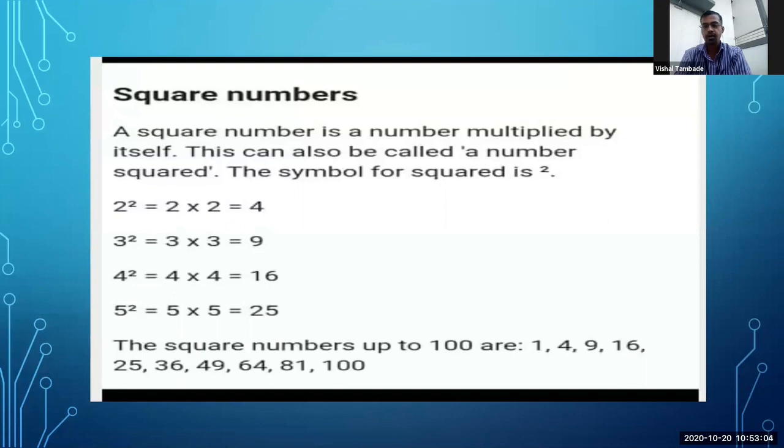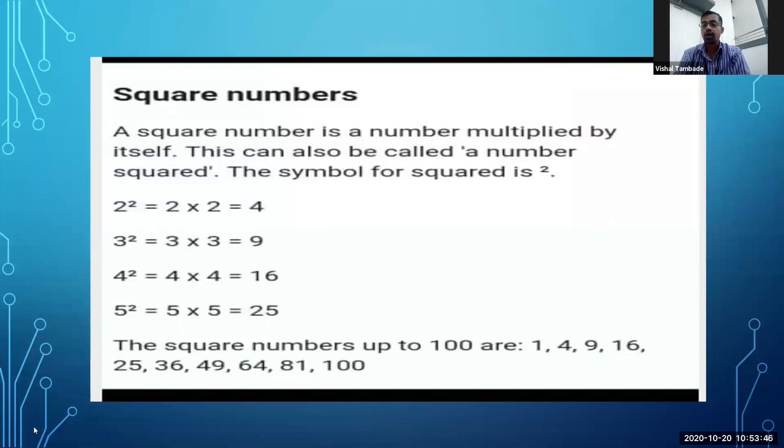Now another example, 5 raised to the power 2. Here 5 raised to the power 2. Okay, you have to multiply 5 two times. 5 fives are 25. So the square of 5 is 25. The square numbers up to 100 are 1, 4, 9, 16, 25, 36, 49, 64, 81 and 100. These are the square numbers from 1 to 100. Okay. In this example, how do you find which number is the square of that number? Now 1. 1 is the square of which number?